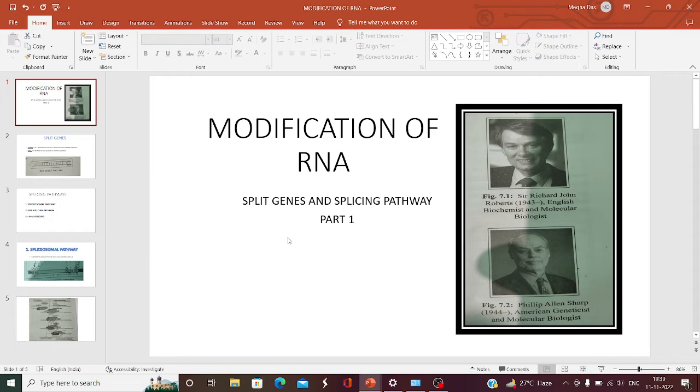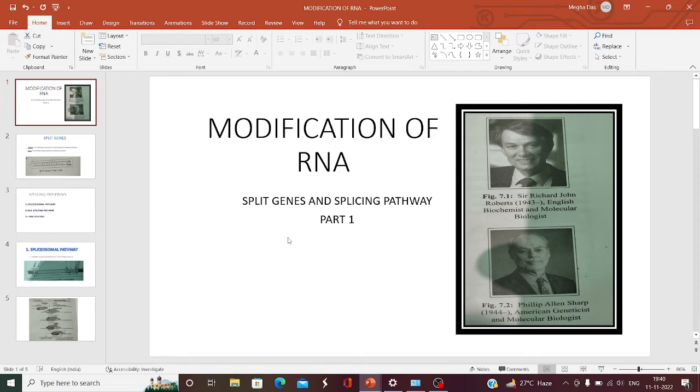For that purpose, certain modifications are done, and we have already seen many modifications like 5' capping, 3' polyadenylation, and splicing. But in this video, I am going to discuss specially how the splicing machinery or the splicing mechanism takes place. I am also going to introduce what split genes are and what the splicing pathway is, and it will be part 1. In this video I am going to discuss only the first part of the pathway, and the rest will be coming in the upcoming video.